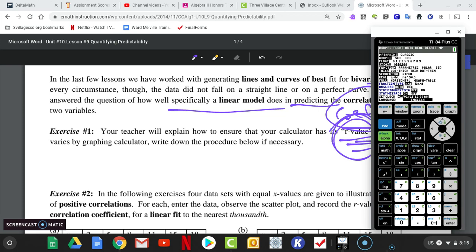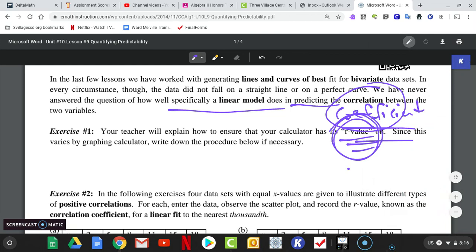So what's important here is we want to scroll all the way down to stat diagnostics. See how mine is off? You want to go to on and you want to press enter. You want to put your stat diagnostics on. When your stat diagnostics is on, you'll be able to see the R value now. I'll show you what I mean in a second. All right. So I'm going to get out of here for a second. And we're going to go to the next exercise.